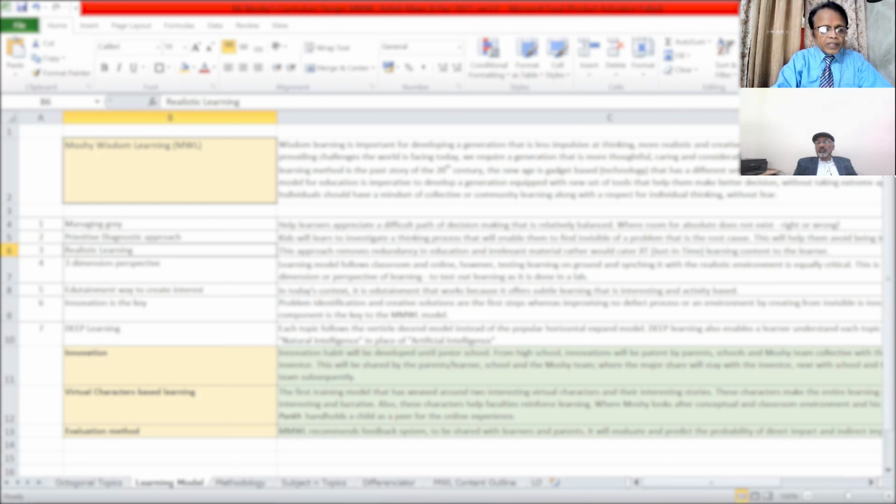There is one more thing: non-invasive. We don't have any exam or test. We keep on giving perpetual feedback. After each assignment, we give feedback. So the participant has the opportunity to understand and correct himself or herself immediately. So this is the learning model.